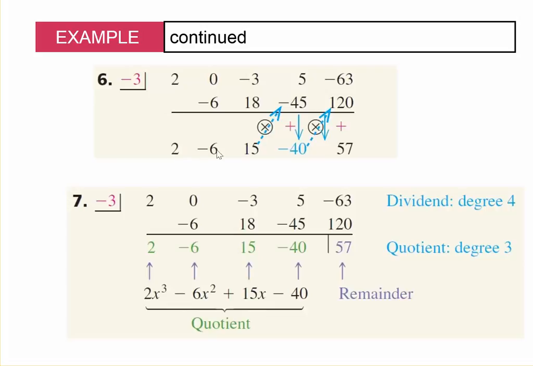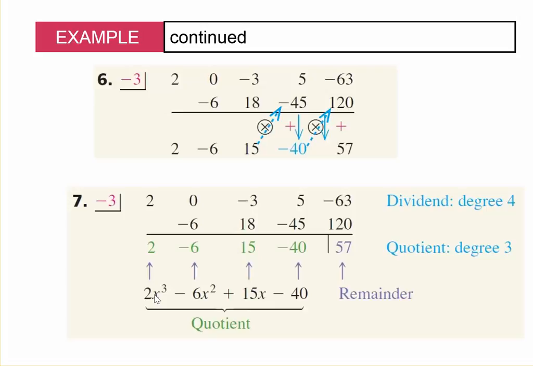What in the world are these bottom numbers? We just divided out an x plus 3. So this guy here is your new remainder. 57 becomes the new remainder. Negative 40 becomes the new constant term. And then I like to write it like this, sort of backwards here. So negative 40 is the constant term. 15 is now the coefficient of x. Negative 6 is the coefficient of x squared. 2 is now the coefficient of x cubed.